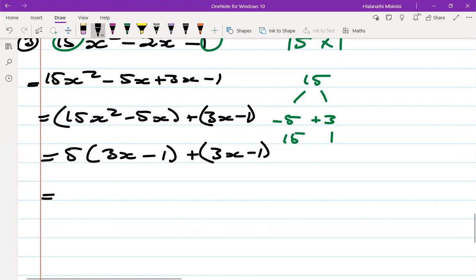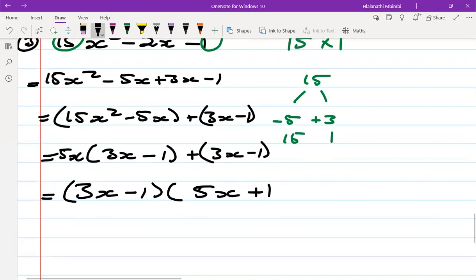Yes, it's not fine. This is supposed to be 5x coming out. I'm looking at it and I'm like, what's going to be left in that bracket is just going to be a number. And I'm just like, what's going on? Of course, 3x minus 1 is our common factor, and then we'll be left with 5x plus 1.